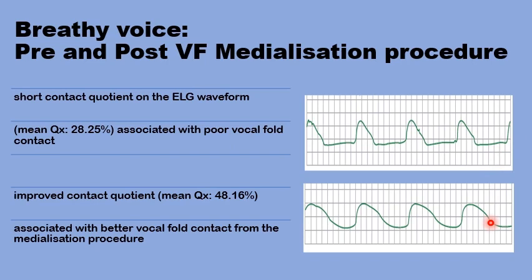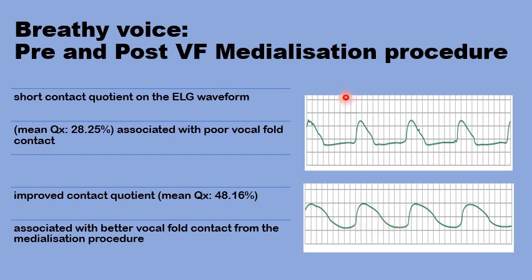and after medialization procedure. Before the medialization procedure, you could see the short closed phase and short contact quotient. The contact quotient for this patient was 28 point something compared to the usual 45 or 46% contact quotient. After the medialization procedure, things improved. The voice is now better and no longer breathy and weak. The contact quotient here has improved to 48%, and there is a longer contact period, longer closed phase, and a shorter open phase.